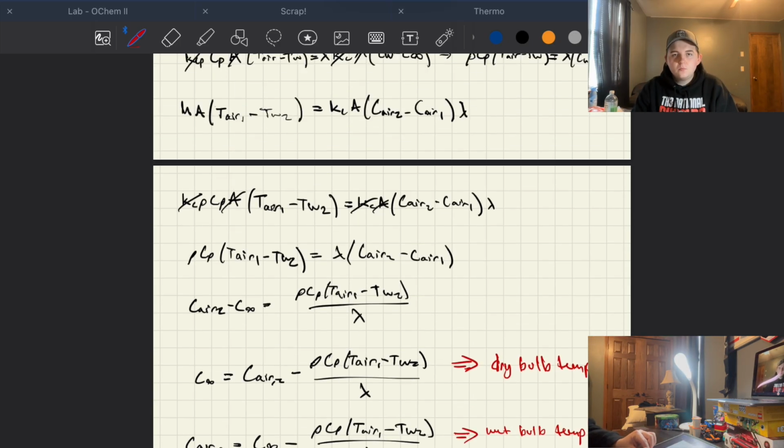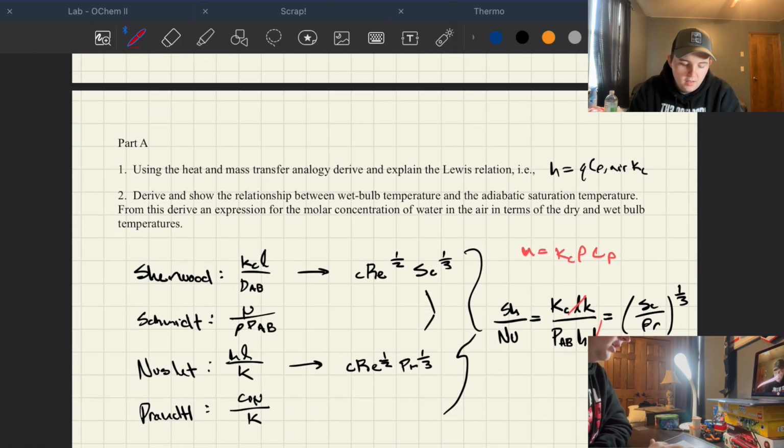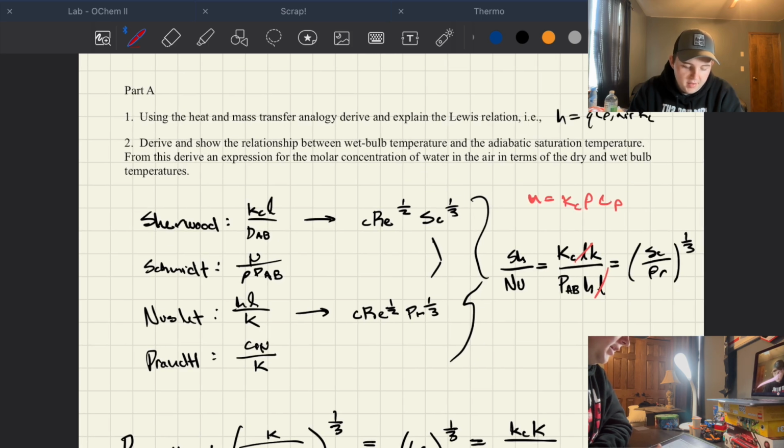Okay, there we go. That was a relatively short video showing how we can use heat and mass transfer analogies to derive Lewis relationships, and then use those in specific instances like adiabatic saturation temperatures, and how we can find terms in dry and wet bulb temperatures.